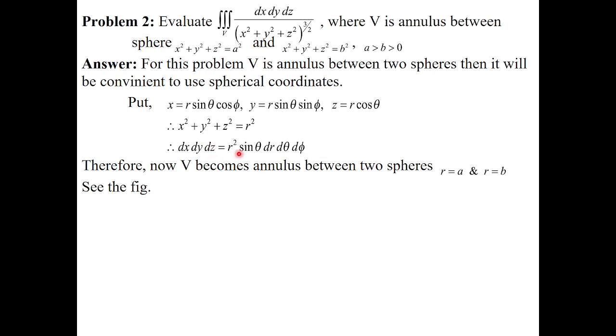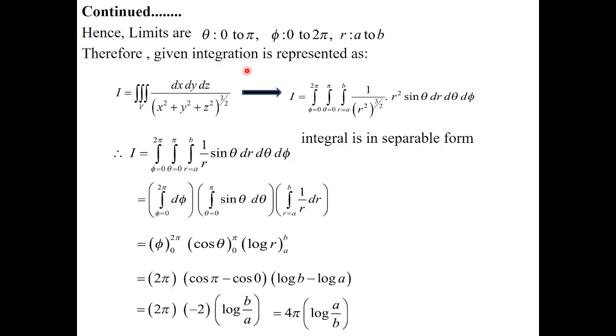Okay. For the limits, as I said, theta will be 0 to pi, phi it will be 0 to 2 pi, and limits of radius. Now it is the annulus part, that is sphere which is bounded between sphere of radius a and sphere of radius b.